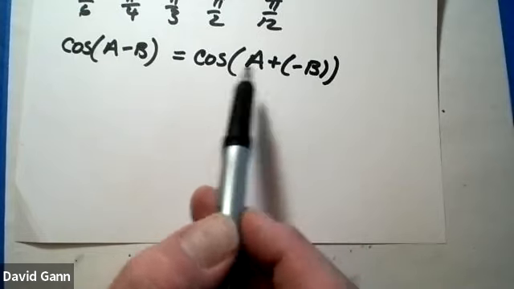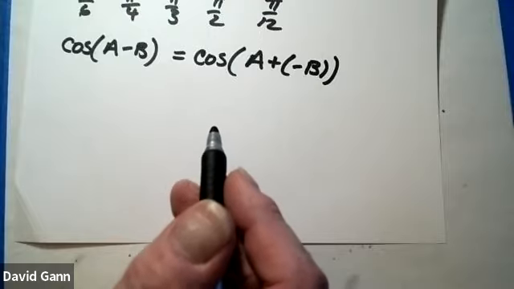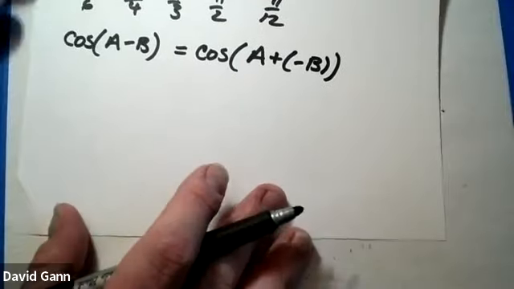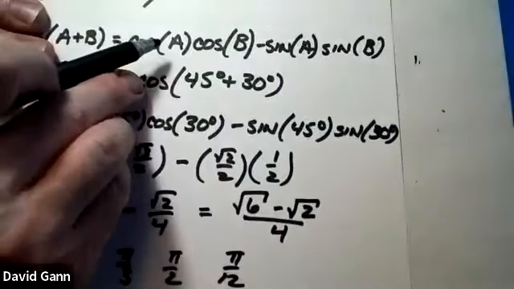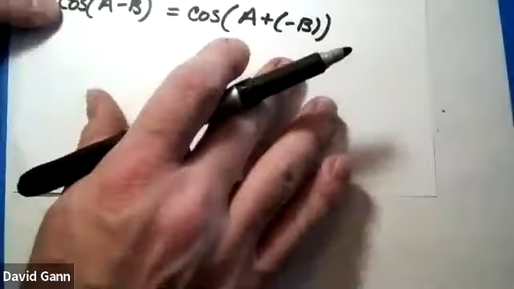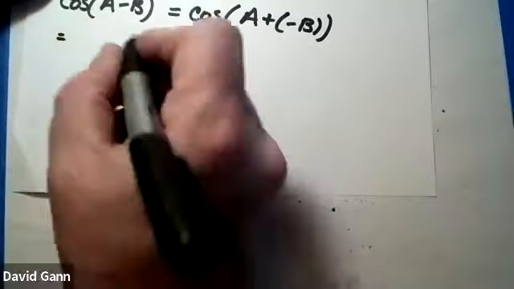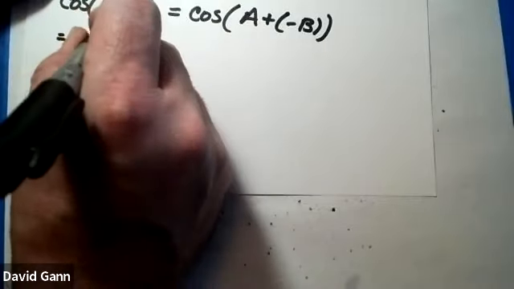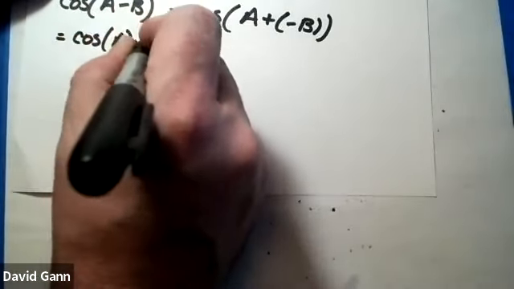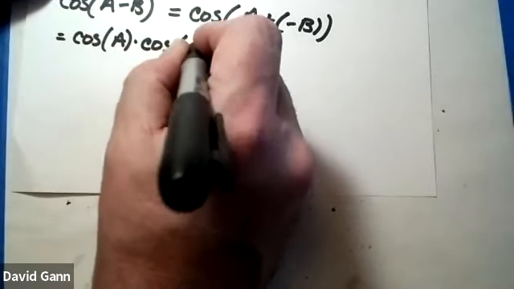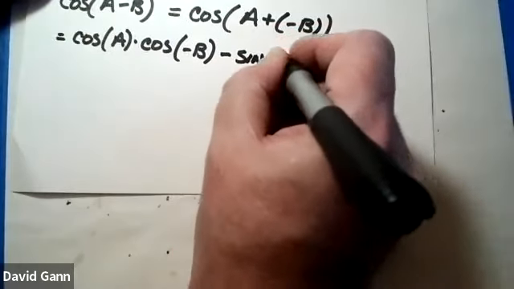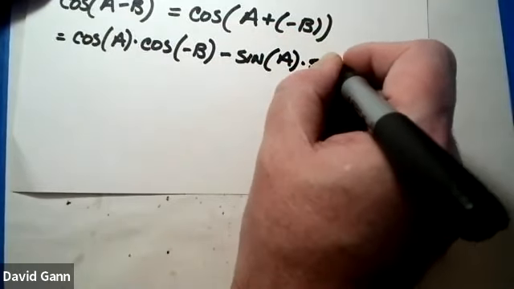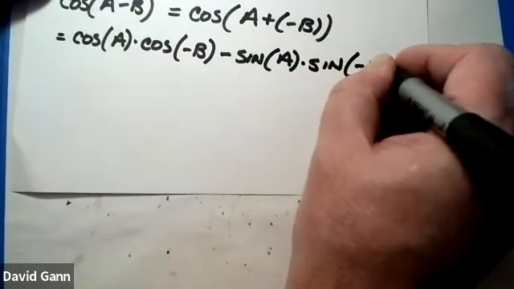Now the sign of these angles is irrelevant for the purposes of this formula, but here's what we're going to pull out. So applying the formula, that's going to be equal to the cosine of the first thing, which is A, times the cosine of the second thing, which is minus B, minus the sine of the first thing, which is A, times the sine of the second thing, which is minus B.